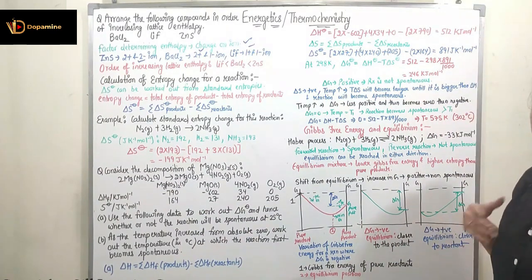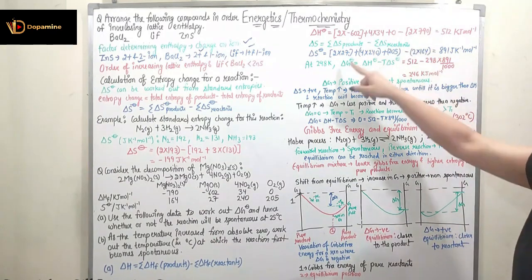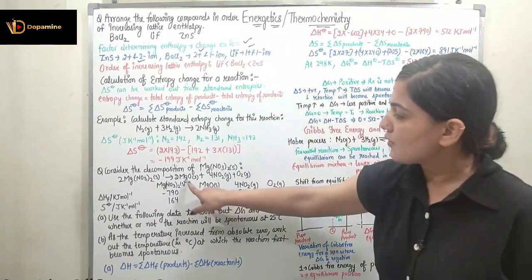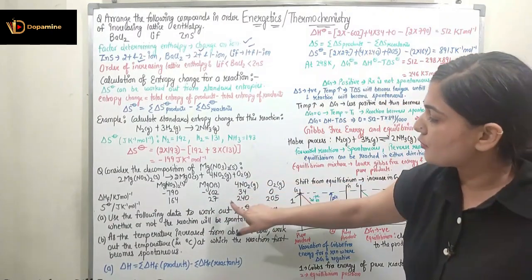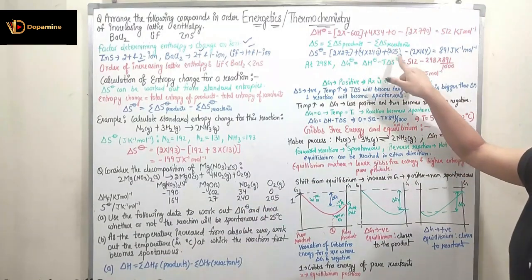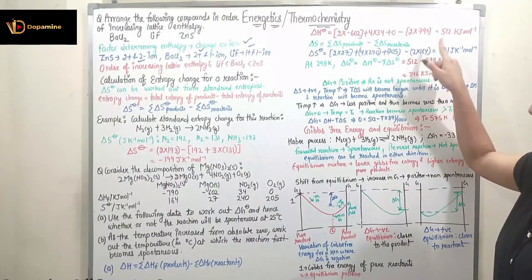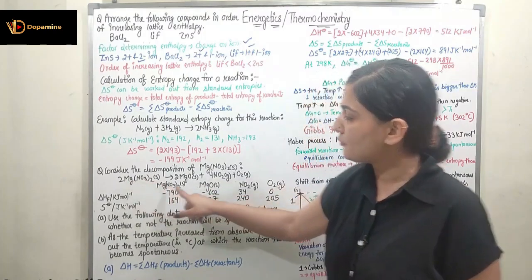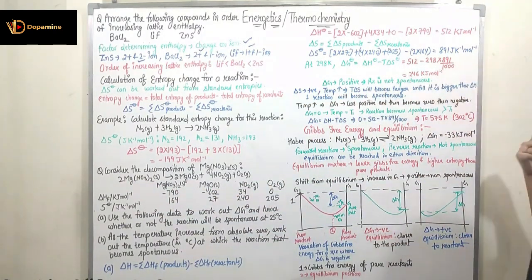Similarly, I can find delta S, which is the summation of S of products minus the summation of S of reactants. Delta S is also given. So here twice that of MgO, which means twice 27, plus 4 times that of NO2, so 4 times 240, then for O2 this is 205, so plus 205, minus twice the entropy of MgNO3, so minus 2 into 164. That is 891 joule per Kelvin per mole.